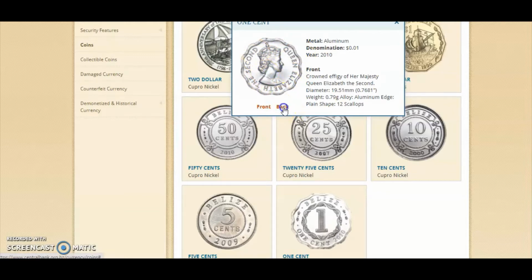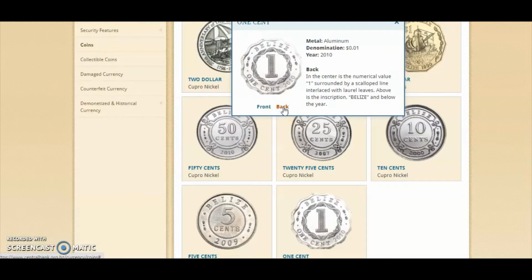Let's take a look at the back. The back of it shows the value of the money, which is 1. Around it are some scallop lines or leaves, laurel leaves. We have our name here, Belize, and this is the year when the 1 cent was created. The year can vary. It always shows you the year when this particular coin was made.